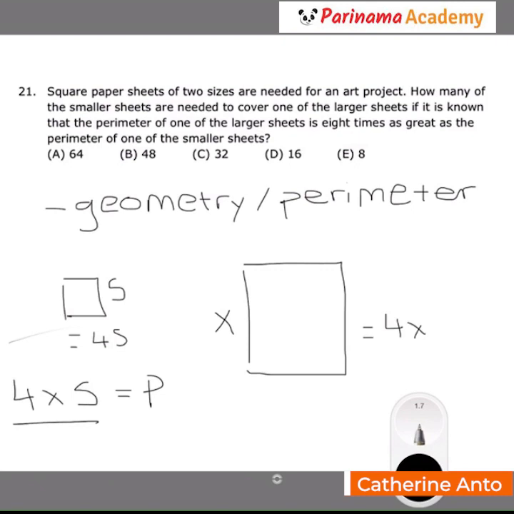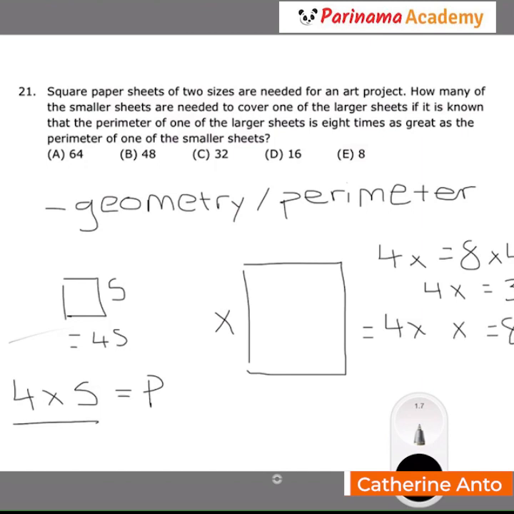Now, given that the perimeter of the larger sheet is 8 times the perimeter of the smaller sheet, we can express this relationship as 4x equal to 8 times 4s, which is 4x is equal to 32s. Now, let's express x in terms of s. So this would mean that x would be equal to 8s.